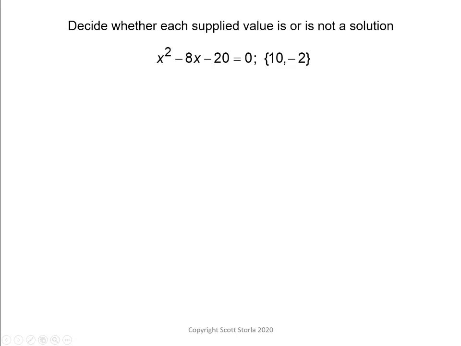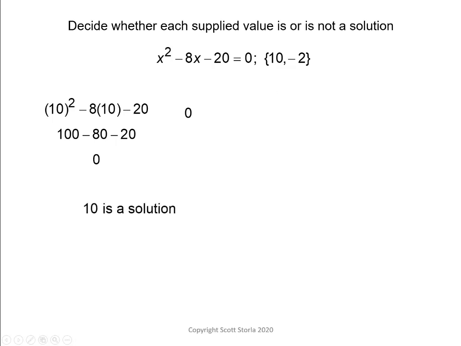Try this one. Notice you have to try first 10 and then -2. Substituting 10 and simplifying, we get 0 on the left and on the right. So that means 10 is a solution. Substituting -2 and simplifying again gives us 0. So both of these are solutions.